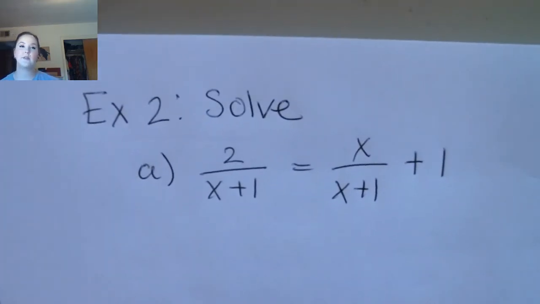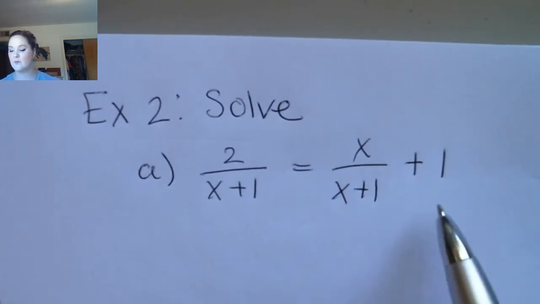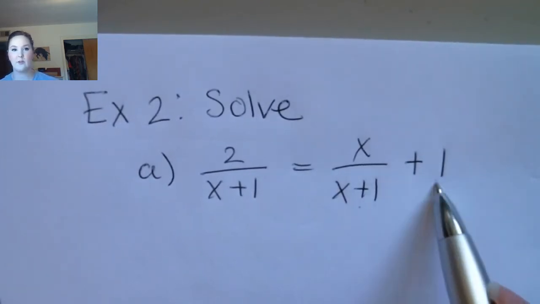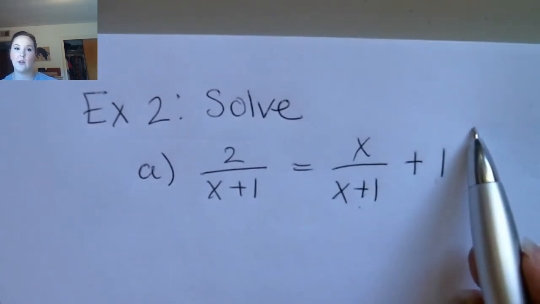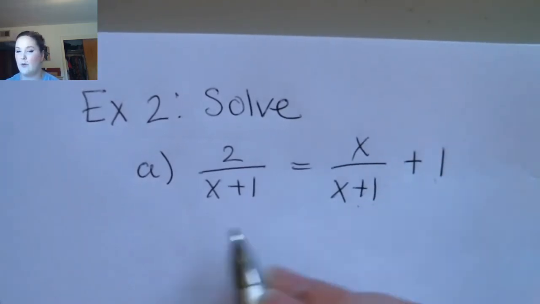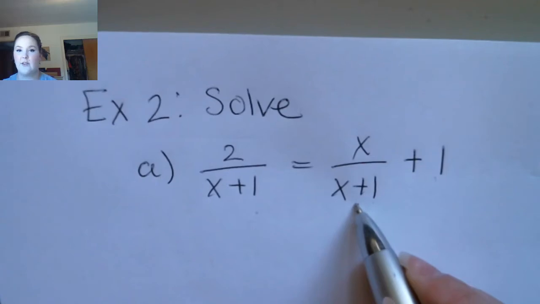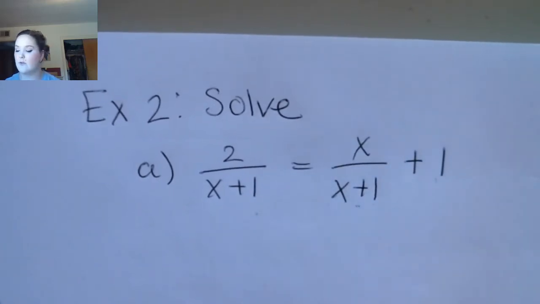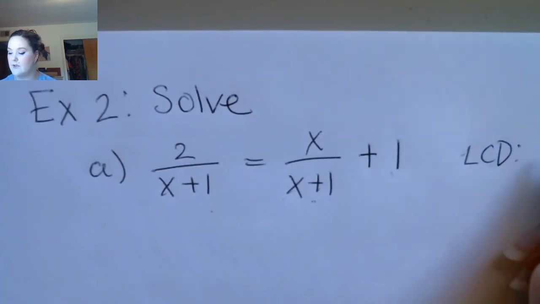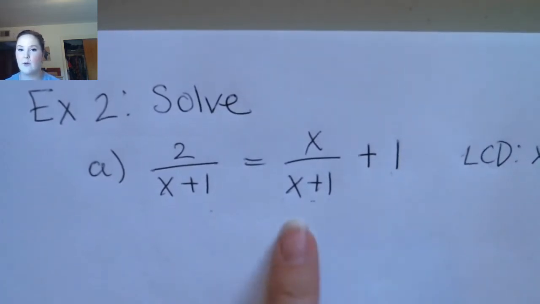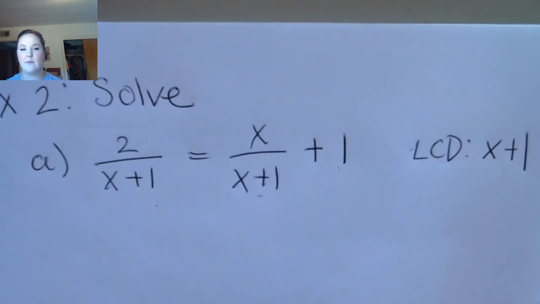Okay, now you can see this isn't a proportion because this right side has two different terms. Okay, so you can't cross multiply here because what would happen to the 1? Okay, now the denominators are already factored here, right? There's only these two denominators and they're already factored. So we can see that the LCD is going to be x plus 1. That's really the only denominator you see here.